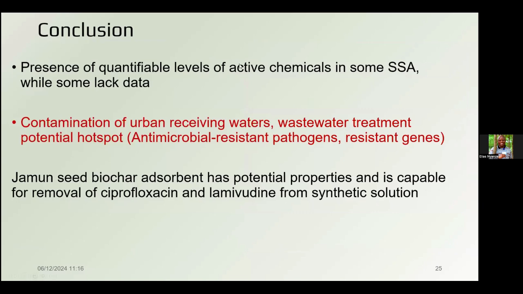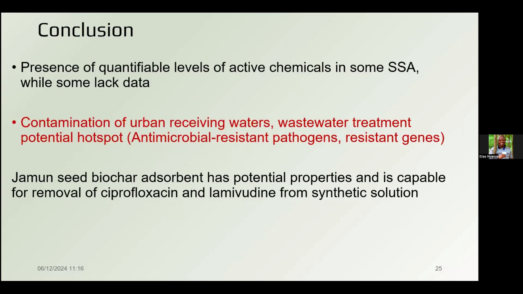So the presence of antibiotic residues in water provides an opportunity for us to work on this efficient methodology to be able to remove them. And then the geranium seed biopolar has the potential properties, and they can be used in the removal of ciprofloxacin and lamivudine, among other antibiotics. So for now, we are confident with these two, but we will keep increasing in terms of other ones, so that at least we are able to remove most of the antibiotic residues at the different environmental conditions that are needed. So for now, we have optimized for these two, and now we are looking at how we can optimize for the other three.